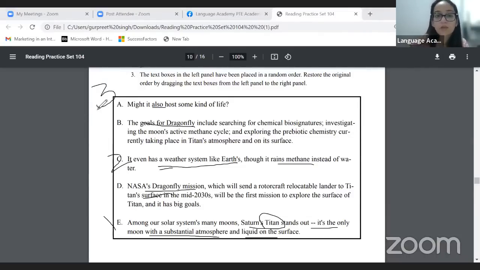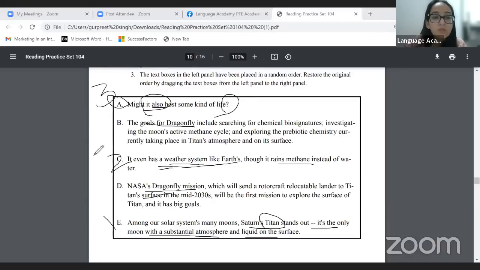life. Otherwise, if we don't put A here, we cannot put it in between D and B or after D and B, because how will we justify it, and also in that case? Right? Also won't fit then. Also has to come when you are talking about the same things. It has atmosphere, it has liquid, it also has a weather system. It might also have life. This is not exactly a question for which we need an answer. This is kind of a question that a person asks to himself or herself. It might also have life, you never know. So that is that type of question mark.